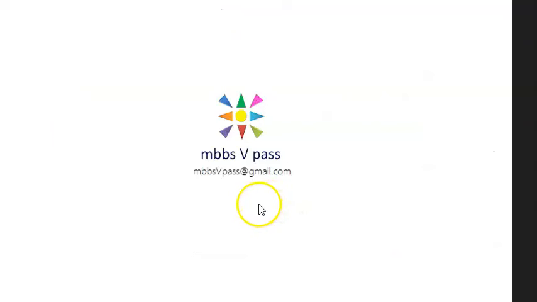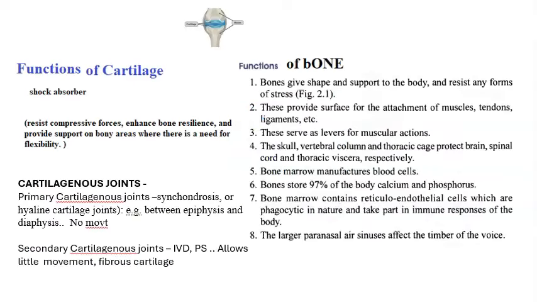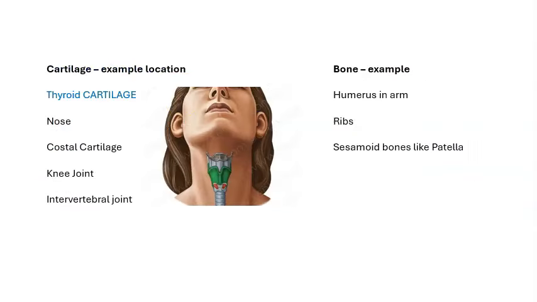Now let's move on, people. We are done with this slide. Just 2 more slides are there for the difference between cartilage and bone. Example you should give, then you will get some more marks. For cartilage, the best example you can say is thyroid cartilage. Just touch this in your neck. It's actually a cartilage, not a bone.